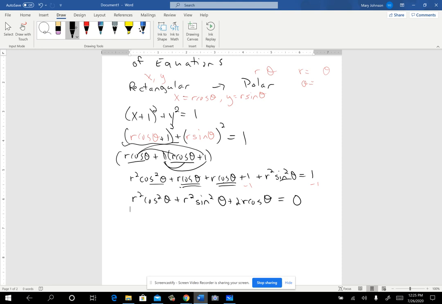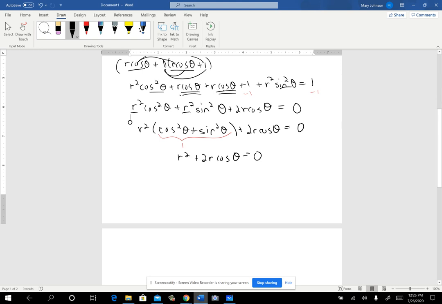So what I noticed is if I factor out the r squared that's common to those first 2 terms, then I'll get cosine squared theta plus sine squared theta. And that I'm going to be able to replace with 1. This right here equals 1. So I really have r squared plus 2r cosine theta equaling 0. So I need to see what I can do with that. I see that there's an r common, so I'm going to try factoring that out.